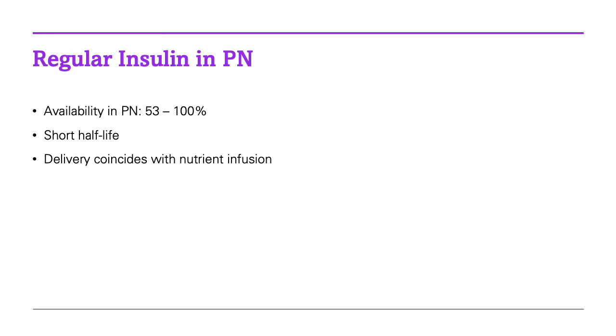Also, the regular insulin has a short half-life and the delivery coincides with nutrient infusion. So you're just covering the dextrose that's in the TPN. And so that shouldn't make the patient hypoglycemic once the TPN stops. And then by the same token, patients also might need a basal insulin outside the TPN too.